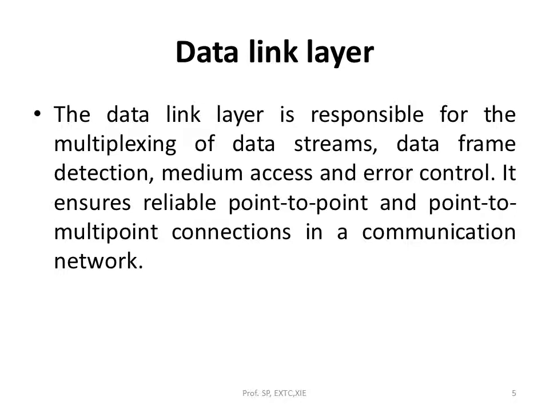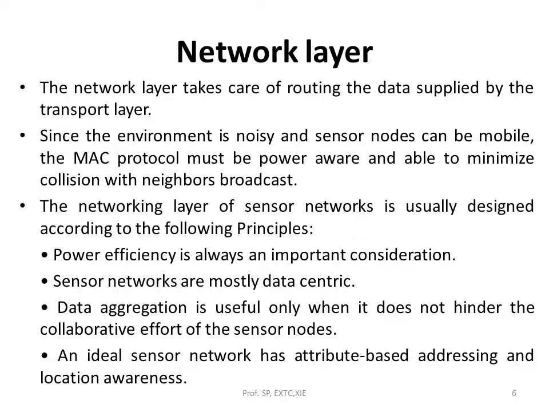The next layer is the data link layer. It is responsible for multiplexing of data streams, data frame detection, medium access and error control. We know that the data link layer deals with flow control and error control. These functions are carried out by the data link layer.